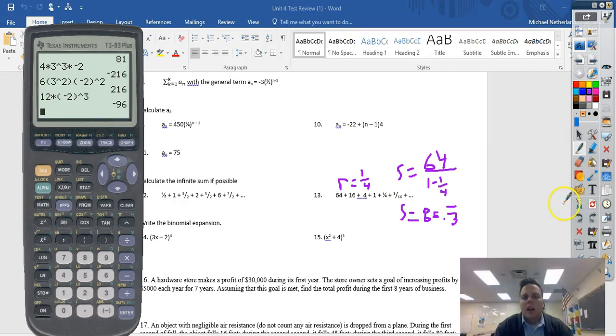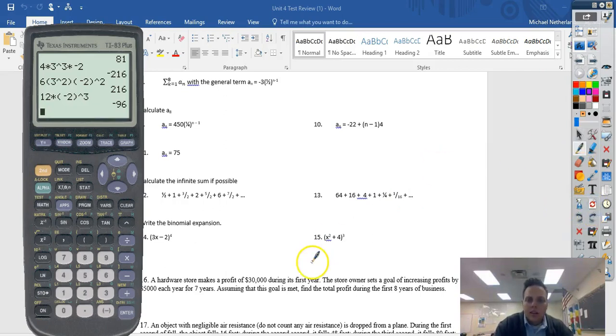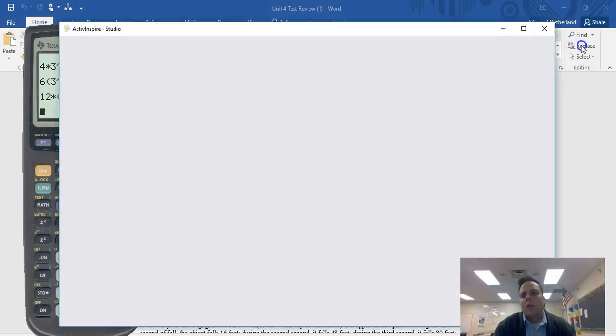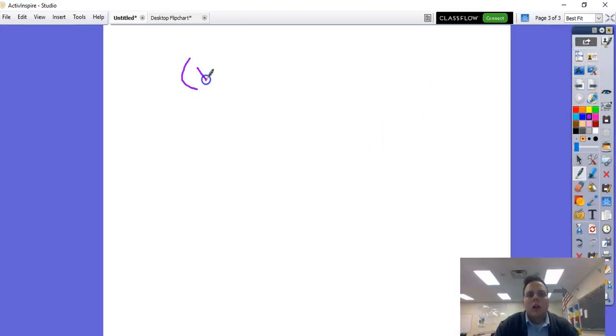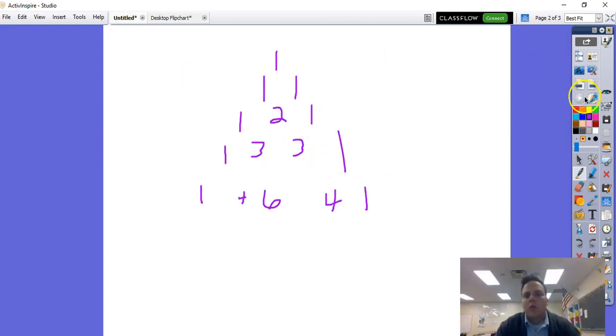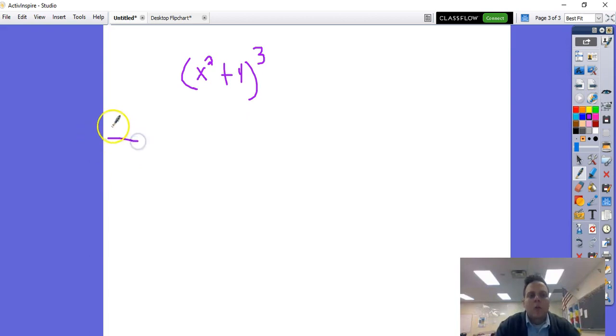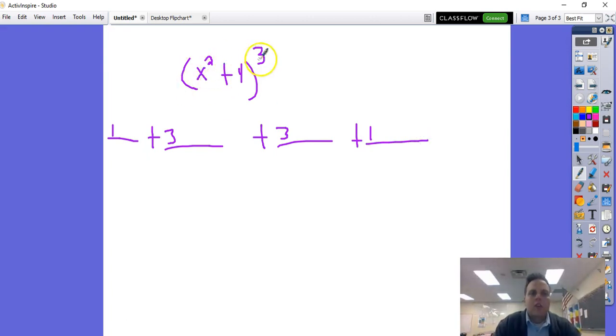All right, our next problem is expand x squared plus 4 to the third power. Okay, so x squared plus 4 being raised to the third power. All right, so go back to Pascal's triangle. Look at row 3: 1, 3, 3, 1. So we get 1 plus 3 plus 3 plus 1. All right. So take your first term, raise it to all the power. So we're going to get x squared raised to the third power.